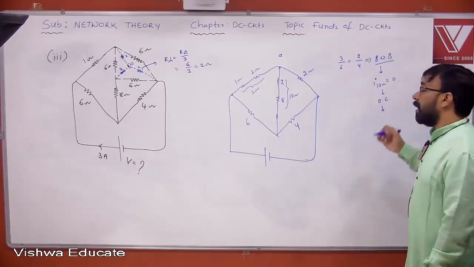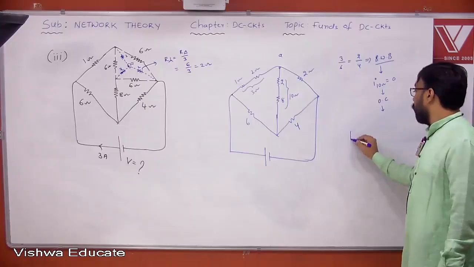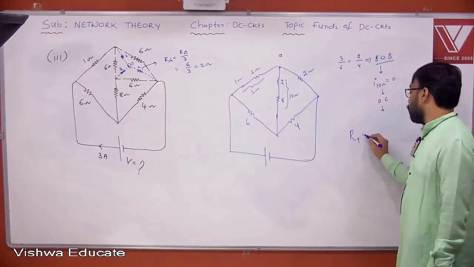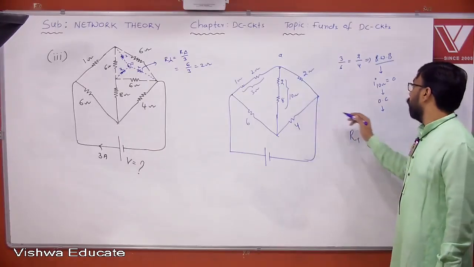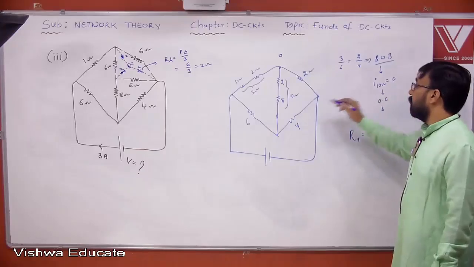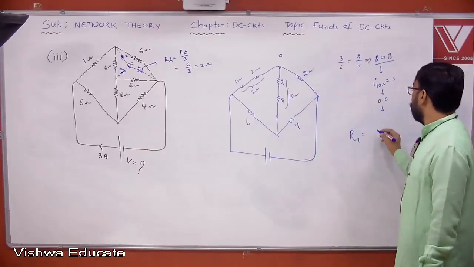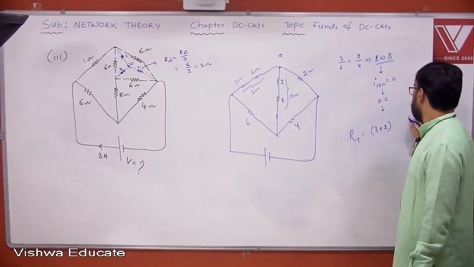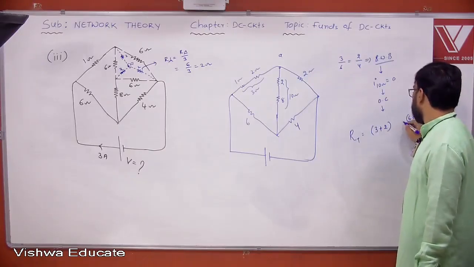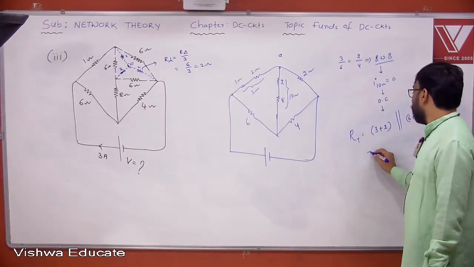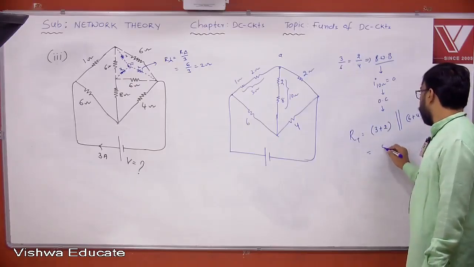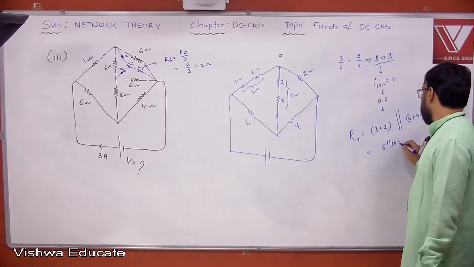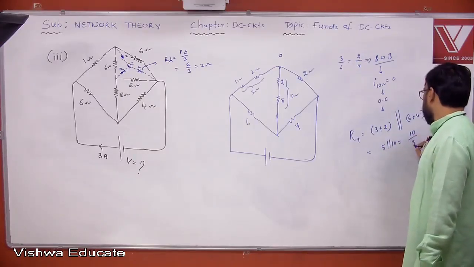You can apply the balance condition, either current 0 condition or voltage 0 condition. For instance, I'm applying the current 0 condition. Now what could be the total resistance here? The current flowing through that particular path is 0. Therefore, 3 and 2 are in series, 6 and 4 are in series, and the resultant is in parallel, and 5 parallel 10, I think you get 10 by 3 ohm.